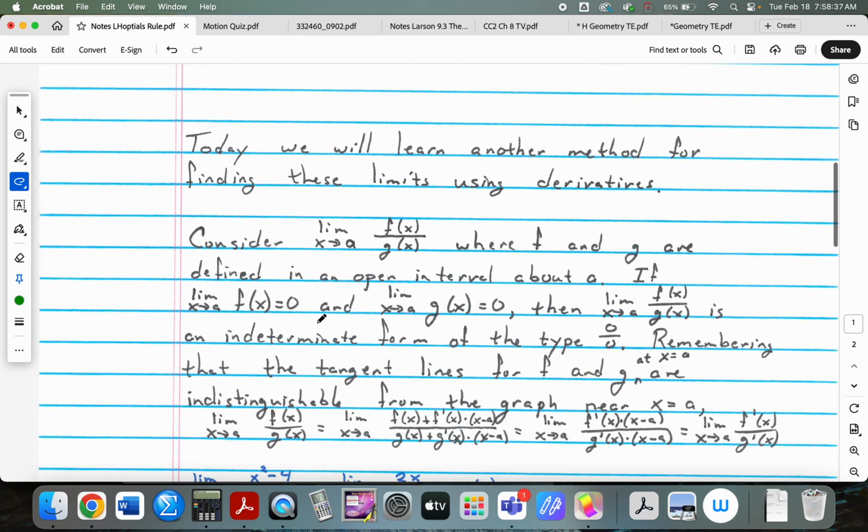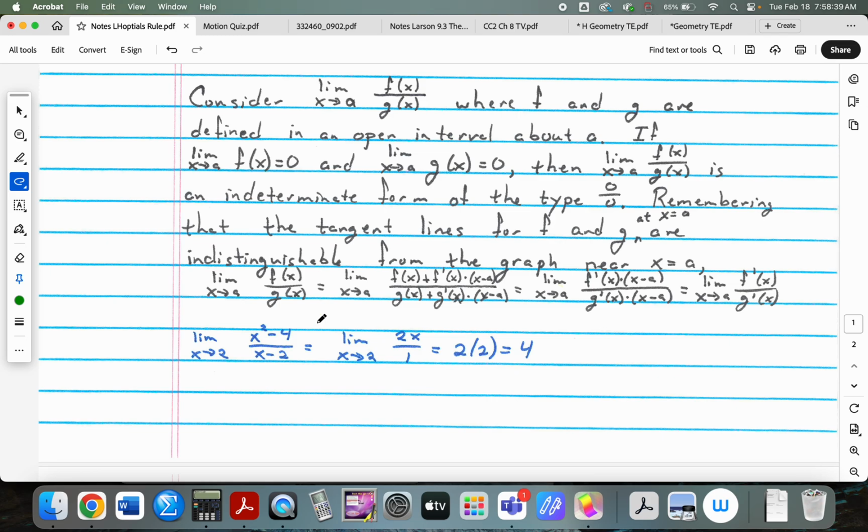So consider for a second, if we have the limit as x goes to a of f of x over g of x, where f and g are defined in an open interval about a. Okay, so these two functions have to be defined around a to both sides. If the limit as x approaches a of f of x is 0 and the limit as x approaches a of g of x is 0, then the limit as x approaches a of f of x over g of x is an indeterminate form of the type 0 over 0. There's more than one type of indeterminate form, and we'll talk more about that.